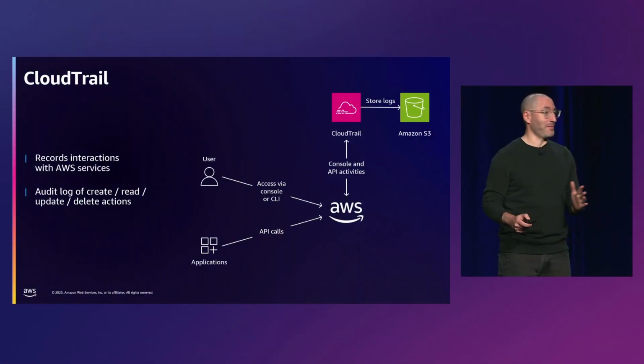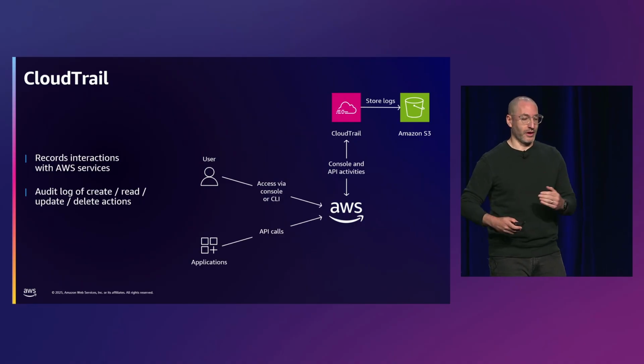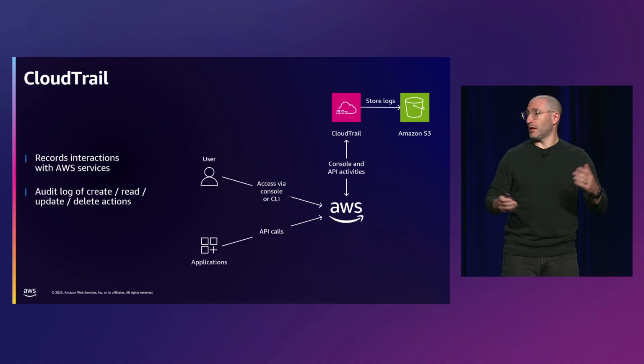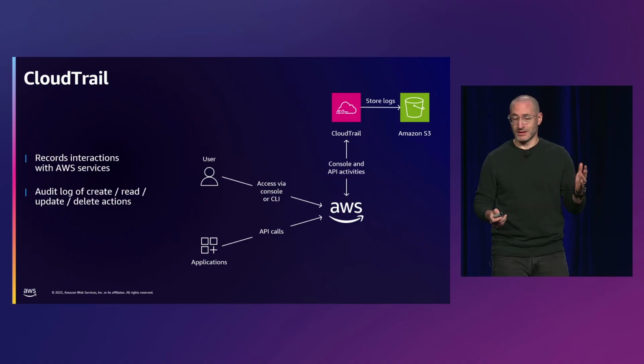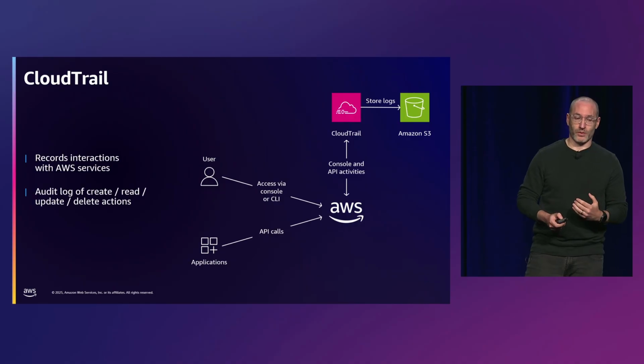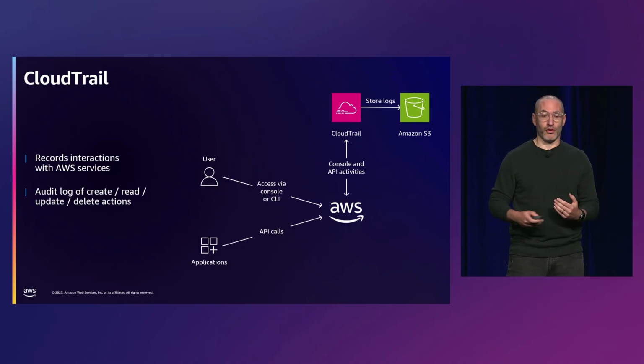So CloudTrail, I imagine you're all familiar with. This is a great application layer audit log of the thousands of interaction types that working with AWS creates. And CloudTrail captures both user-driven workflows as well as automated system interactions, your programmatic stuff, your API calls.